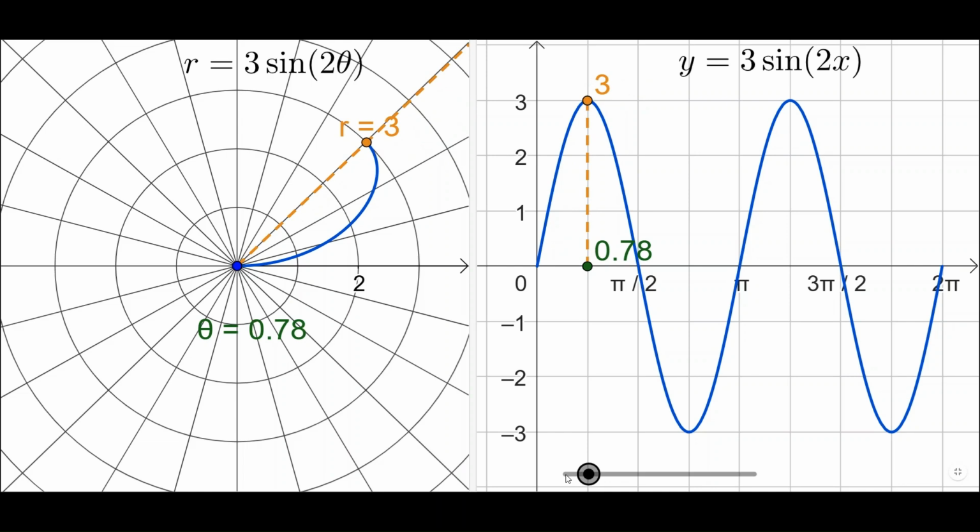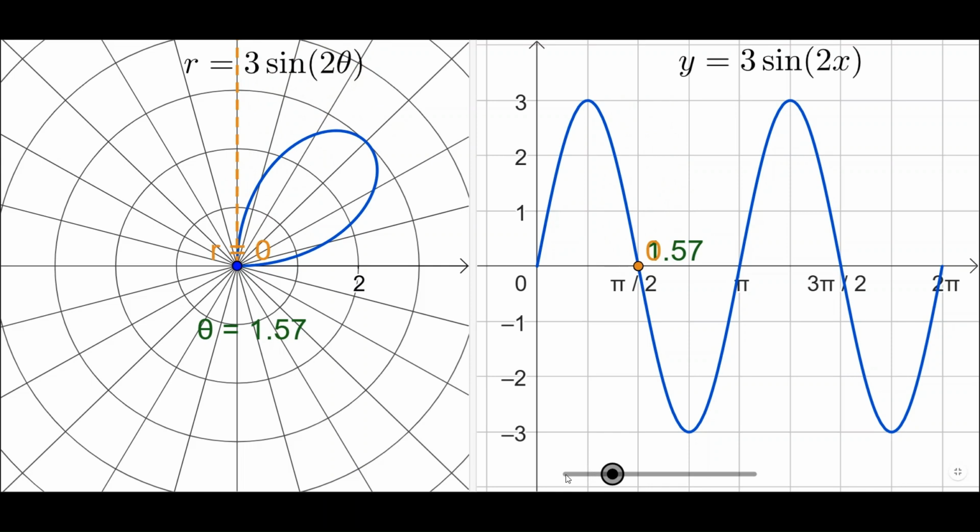As I go from pi over 4 to pi over 2, that rotation going from the 45-degree angle up to the y-axis, I'm going to see the radius track from 3 back to 0, which means it's going to go back to the origin. So it's going to reach the origin when my angle hits pi over 2, so the 90 degrees.